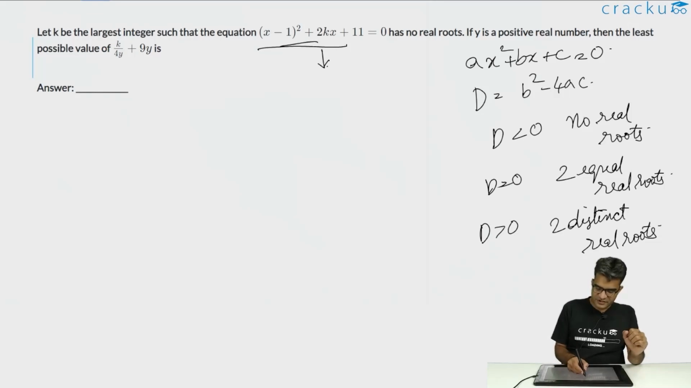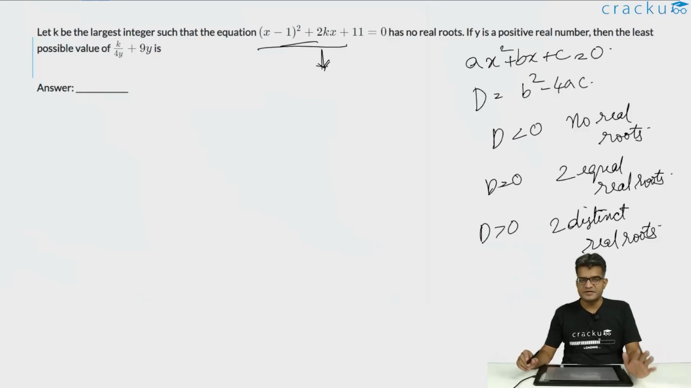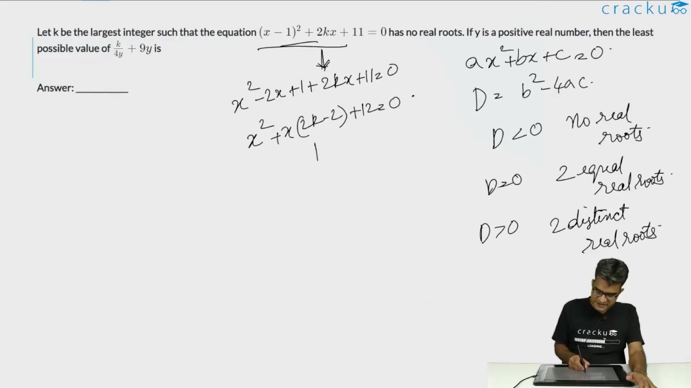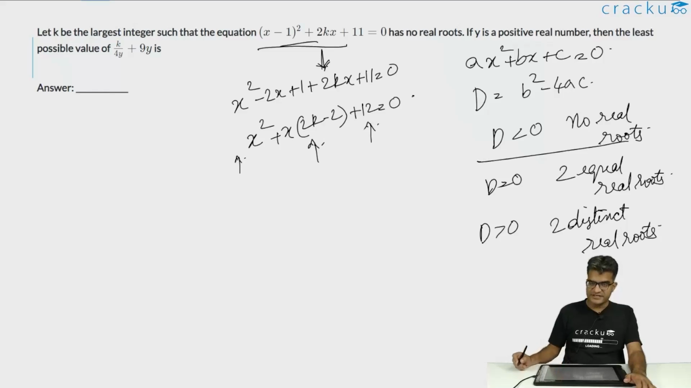So converting this into a traditional quadratic equation, this will be x square minus 2x plus 1 plus 2kx plus 11 is equal to 0. This is of the form x square plus x into 2k minus 2 plus 12 is equal to 0. This is the value of the coefficient of x, this is the constant term, and the coefficient of x square is 1. So we want d or the discriminant to be less than 0 because we want this to have no real roots.